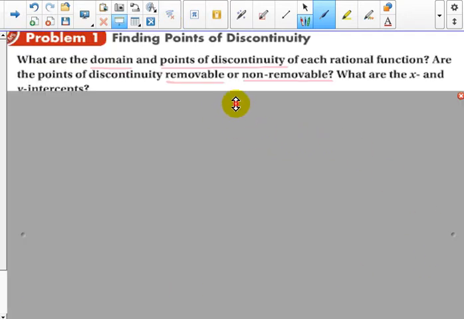So let's look at our first problem. And this one goes with your assignment on 8.3, problems 1, 2, and 3. This is on the test. So we need to know how to do these. It says, and this is a loaded question, so there's lots of parts to it. And this has like A, B, C, and D. There's like 4 different examples that go with this. What are the domain, the points of discontinuity of each rational function?